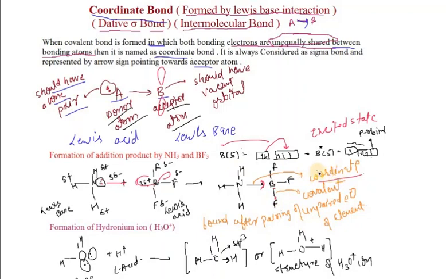We have already seen that unequal sharing means the shared electrons come from one atom, here nitrogen. These bonds were formed by equal sharing. Now we know this bond is formed by unequal sharing.